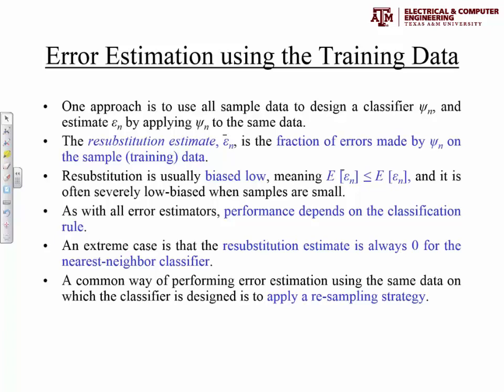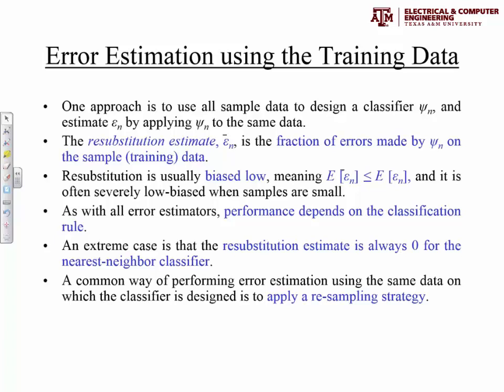Guess what? In that case, you expect that the results will be too rosy, very optimistic. So the resubstitution estimate, as it is called, of the error is the fraction of errors made by the classifier that you design on the sample, which is also the training data. And resubstitution is usually going to be biased low. You're going to get a lower estimate for the error because the same sample that you use for designing the classifier is the one that you're testing on. So the expected value of this error, epsilon n bar, the resubstitution error, will be less than the expected value of the actual error that you would get for the n samples, and it is often severely low biased when the samples are small.